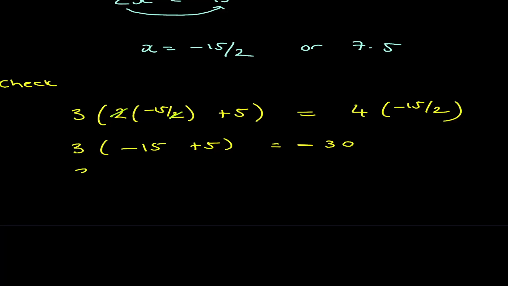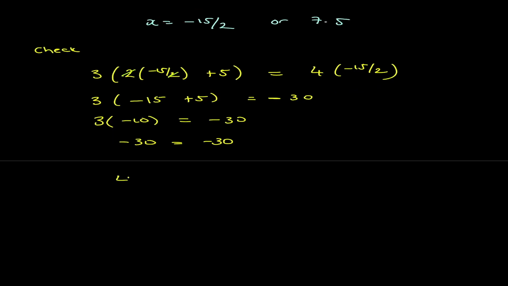Negative 30. Okay, and then negative 5 plus 5 is negative 10, and we still got negative 30 here. 3 times negative 10 is negative 30. Negative 30 equals negative 30. Our left hand side equals our right hand side, so we know it is a correct solution.